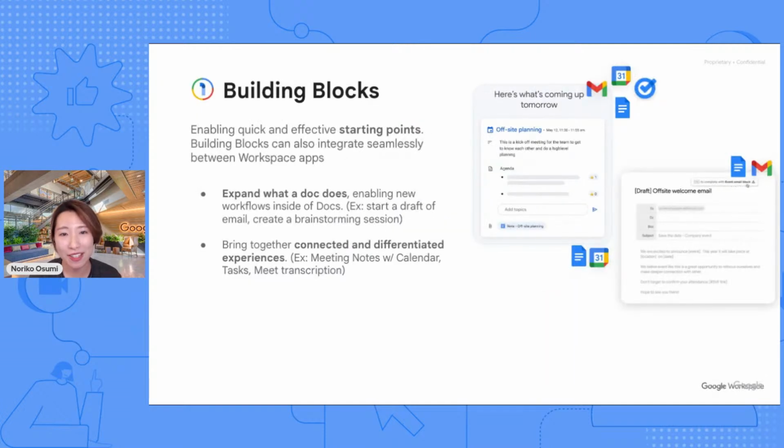So let's dive into building blocks, which is the first key area that I'll be diving into today. You can think of Smart Canvas building blocks as the ability for users to quickly and effectively search their document. Building blocks are built in so that they can integrate directly and seamlessly with the Workspace apps as well. And of course, I'll show some examples of this, but it really starts to expand the basis of what a doc is.